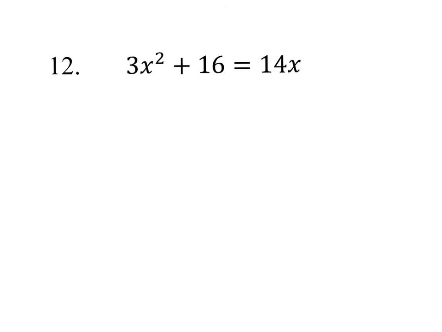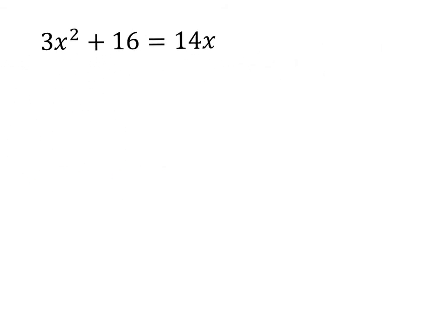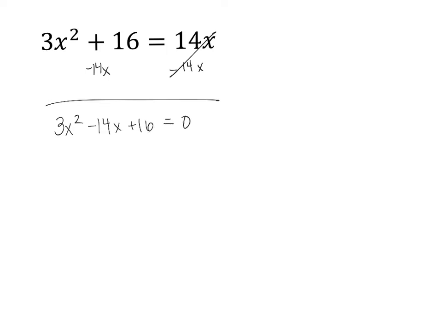I'm going to go ahead and go over to number 12. Now, same thing, this is not in standard form, so I need to get that 14 to the opposite side. In order to do that, I need to subtract 14x from both sides. Okay, I'm doing the opposite operation. These will cancel out, and I'm left with 3x squared minus 14x plus 16 equals 0. And now this looks like standard form. So I'm going to go ahead and list A, B, and C. Okay, so A is 3, B is negative 14, and C is positive 16.